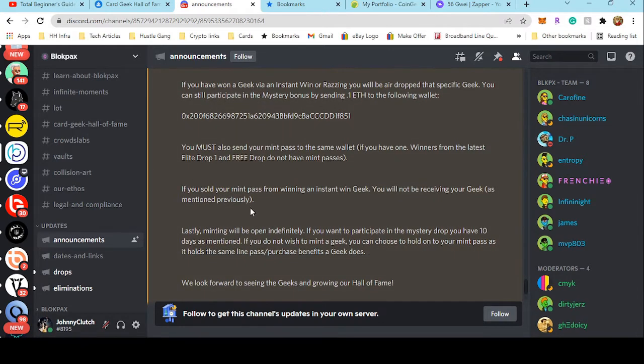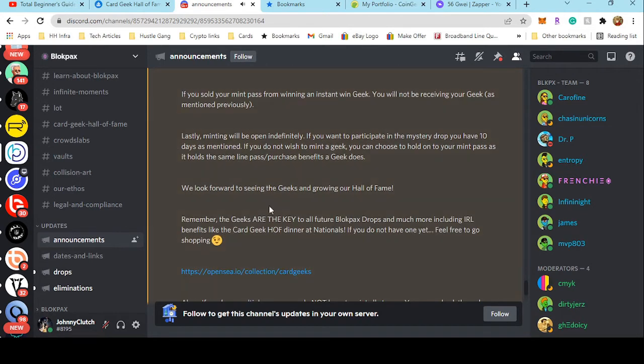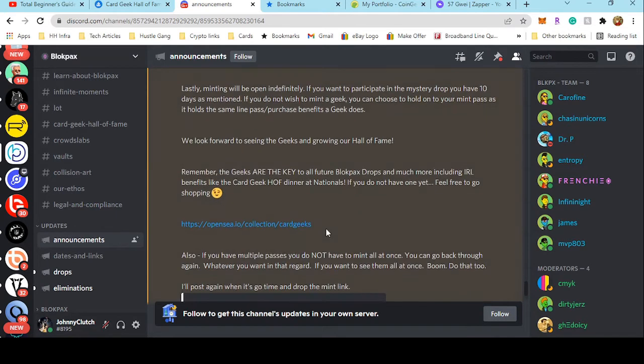Huh. If you sold your mint pass from winning an instant win geek, you will not be receiving your geek as previously mentioned. Lastly, minting will be open indefinitely. If you want to participate in the mystery airdrop, you have 10 days. If you do not wish to mint a geek, you can choose to hold on to your mint pass as it holds the same line pass purchase benefits as a geek does. We look forward to seeing the geeks and growing our Hall of Fame. Remember, the geeks are the key to the future of BlokPax drops and much more, including in real life benefits like the Card Geek Hall of Fame dinner at Nationals. If you don't have one yet, feel free to go shopping.